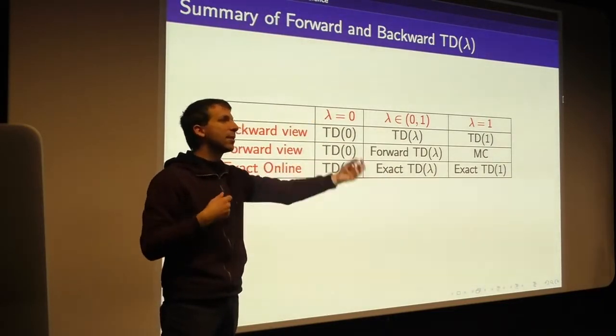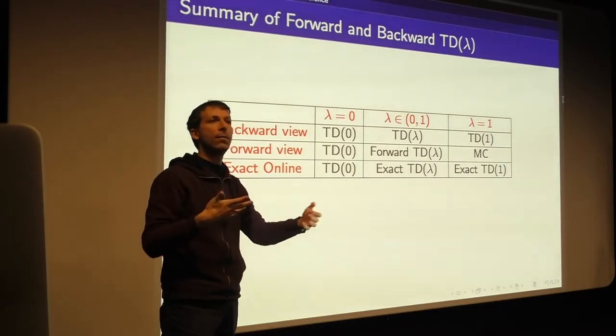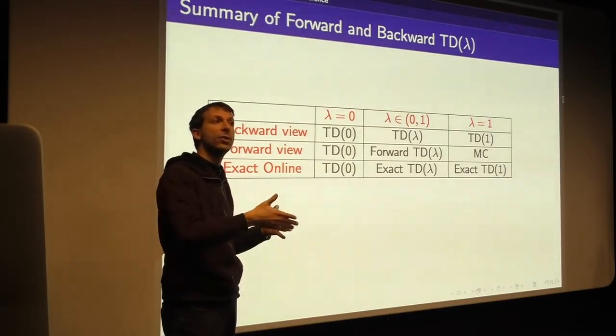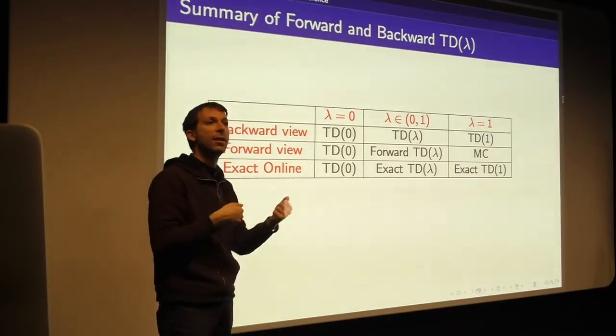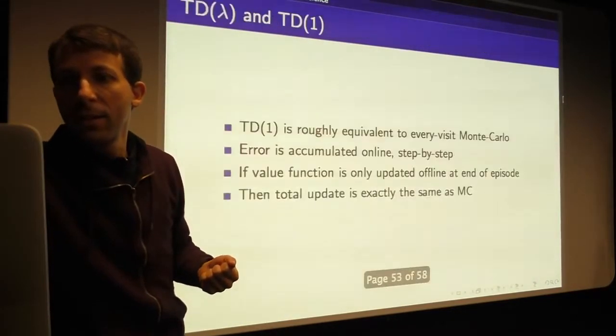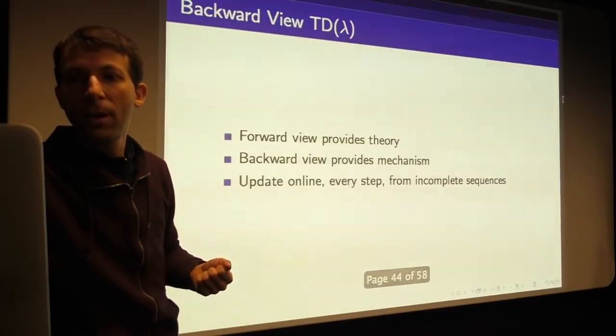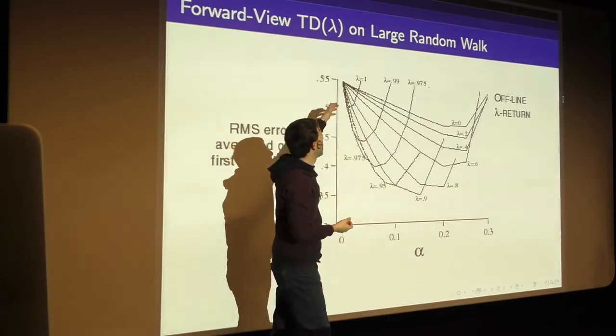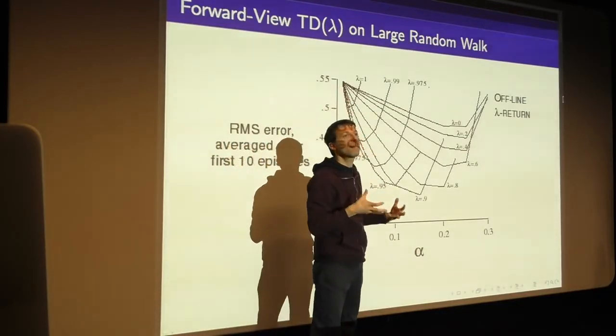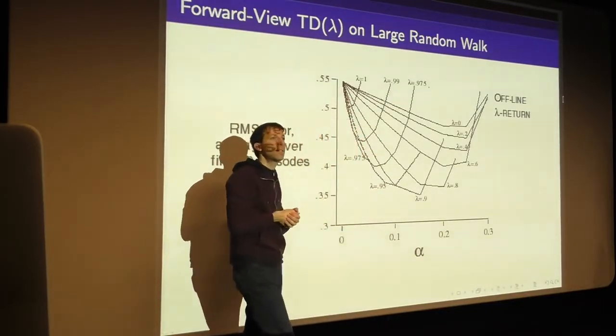So you never need to look into the future, and you have all the benefits of TD in terms of working from partial sequences and so forth. But you can pick your point now just by choosing lambda. Just like in this plot, you can pick your lambda so as to get the benefits of both, to get a sweet spot in between Monte Carlo and TD updates.